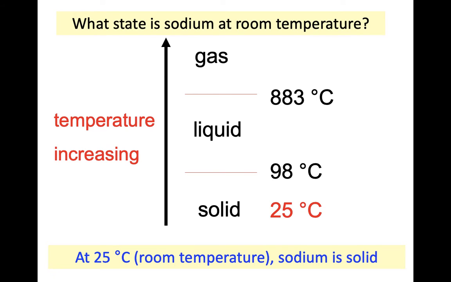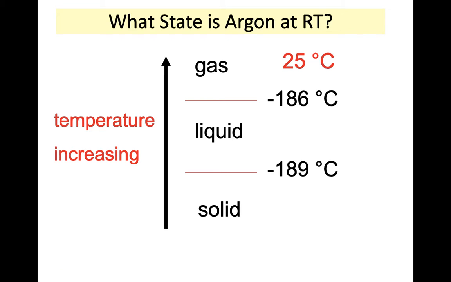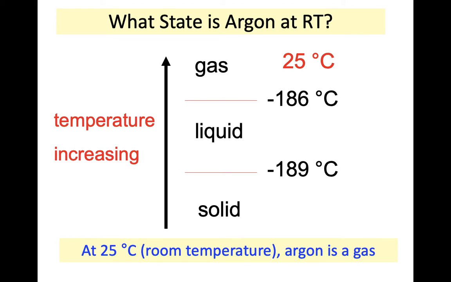Let's do another one. So, let's think about argon. Argon has a boiling point of minus 186 degrees centigrade and a melting point of a chilly minus 189 degrees centigrade. So where do you think 25 degrees comes in? Is it going to be below minus 189, between minus 189 and minus 186, or is it going to be above minus 186? Well, if you guessed above, you were quite right. So argon, then, is a gas at room temperature.